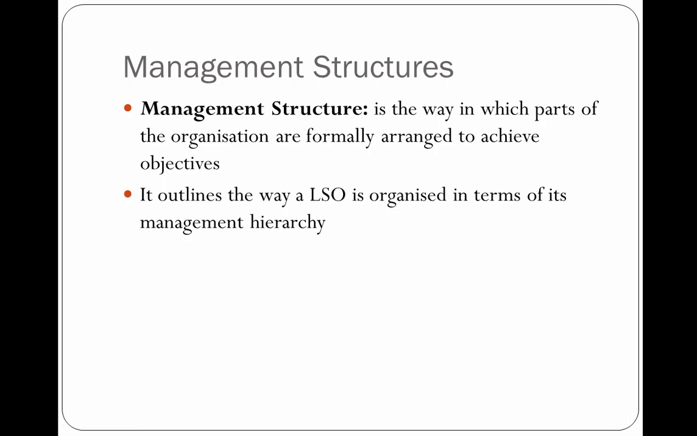So first of all, we're going to look at what an actual management structure is. Every organisation has a management structure. Quite often it's formal, sometimes it can be informal, but for large organisations it's normally a formal management structure. It's the way in which the parts of the organisation are formally arranged, and they do that in order to try and achieve their objectives. Because essentially, as we know, through their vision, mission, goals and objectives, that's what they're trying to do. It can be set out in what we call a management hierarchy. Now, this will make sense in a second.